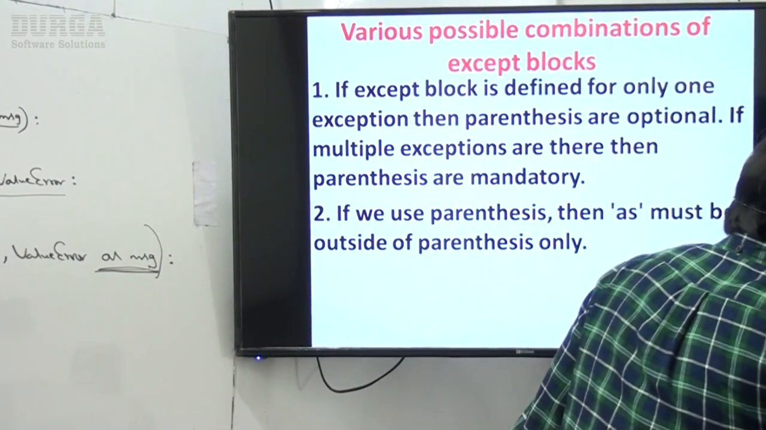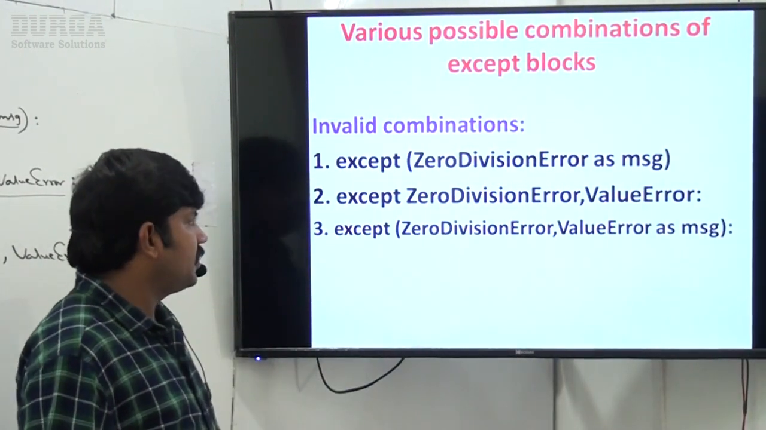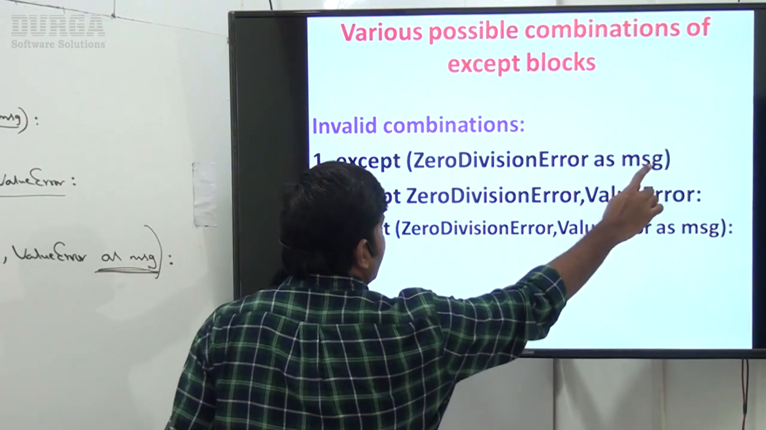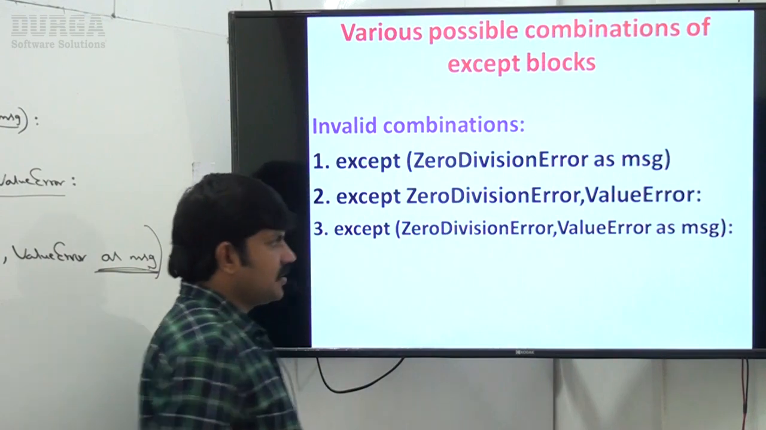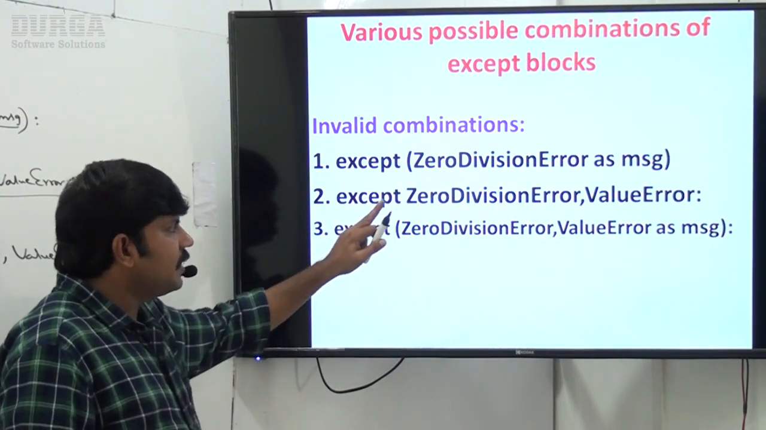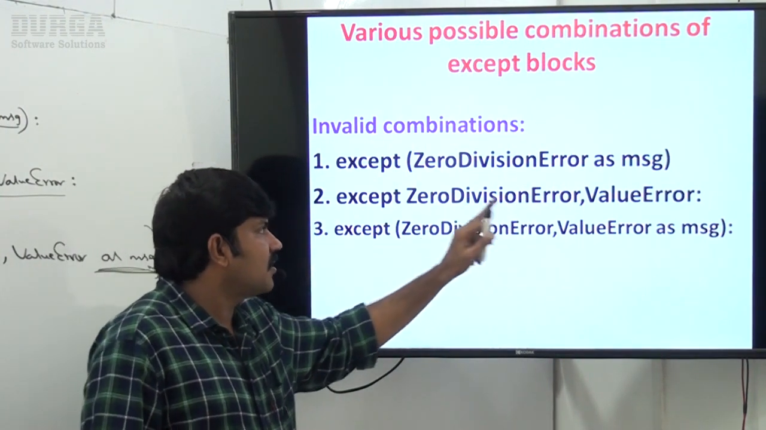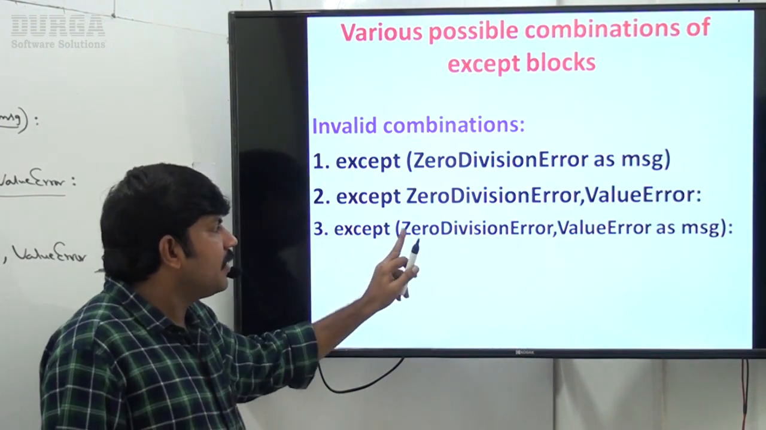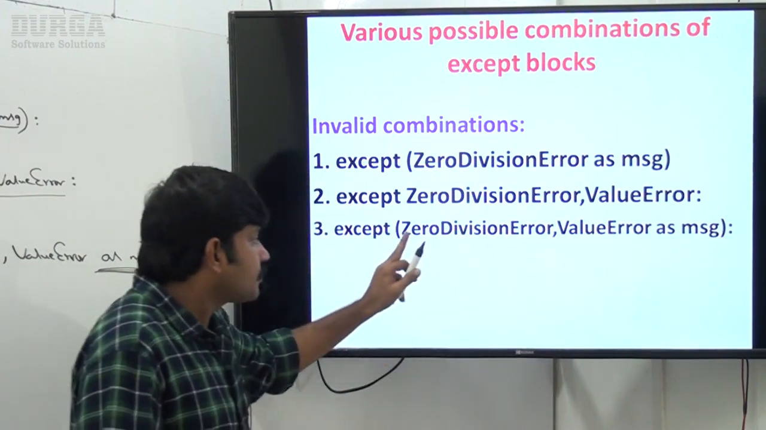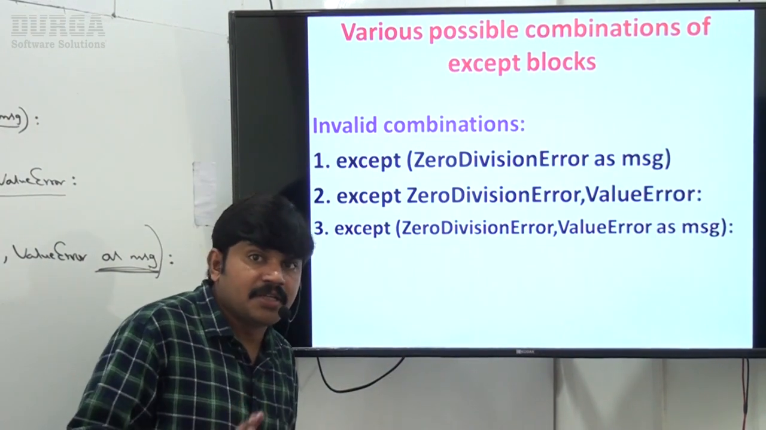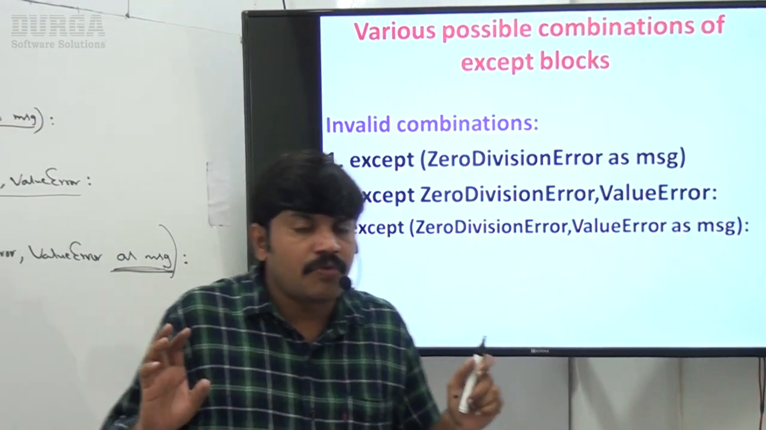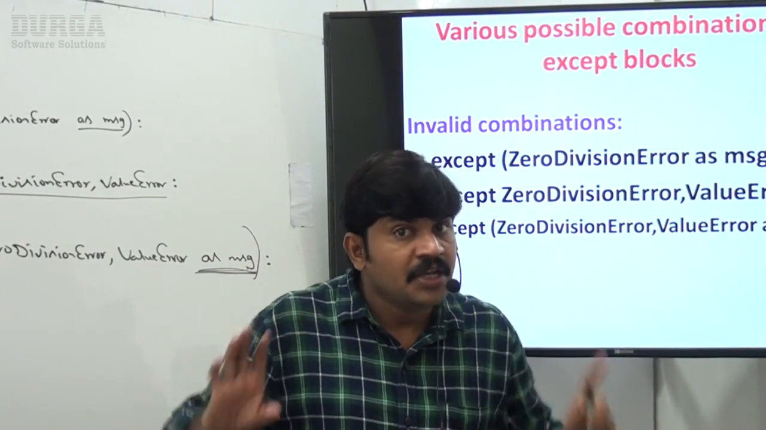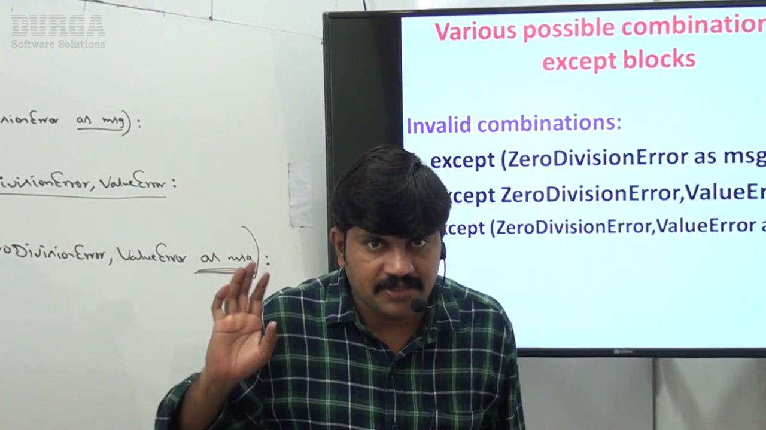Now observe the invalid combinations. Why is the first one invalid? The reason is that you are taking as message within the parentheses. Next, why is the second one invalid? Because multiple exceptions are there, so parentheses are mandatory. Next, the third one, why? You are taking as message within the parentheses, that's why it is invalid. Any doubt about this one? So these are the various possible valid and invalid syntaxes for the except block. It's very clear, no further explanation required. Clear, right?